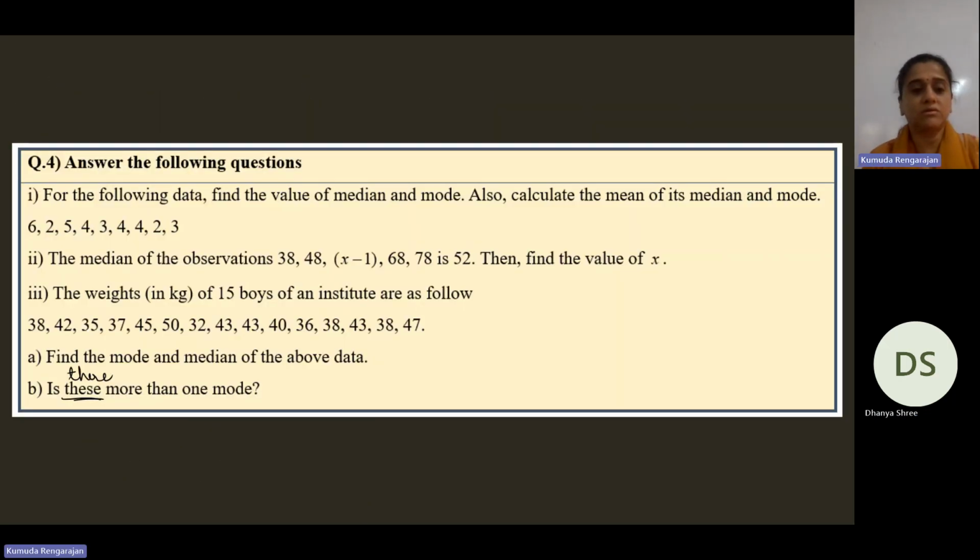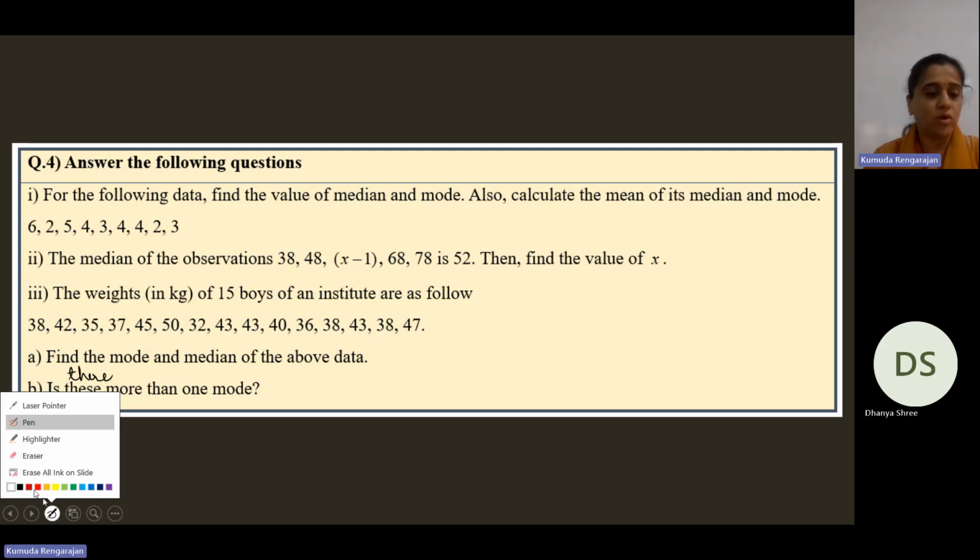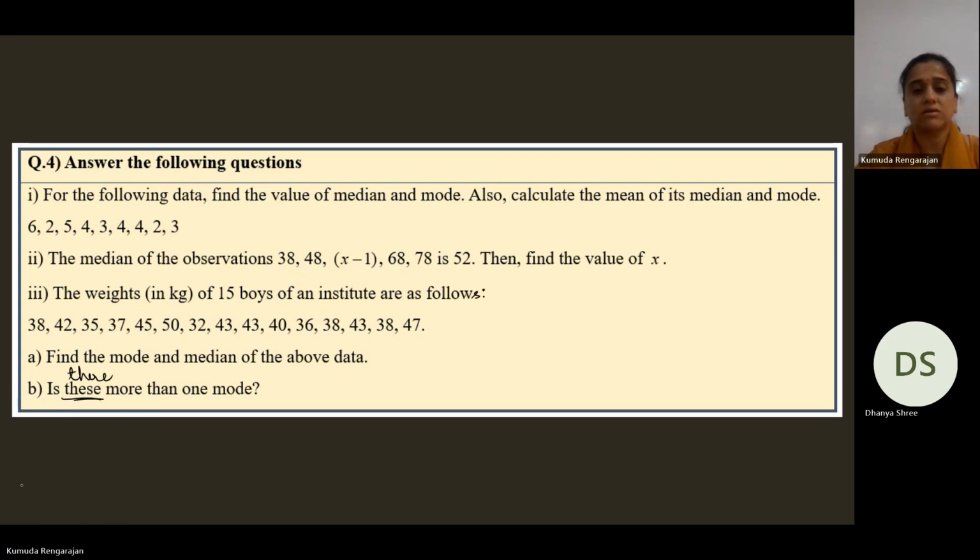In the next question, we have the weights of 15 boys in kgs. The weights of 15 boys of an institute are as follows. Find the mode and median of the above data. Is there more than one mode? You can finish it by yourself. You have the question on WhatsApp. Just leave some space for that. We'll do it orally.